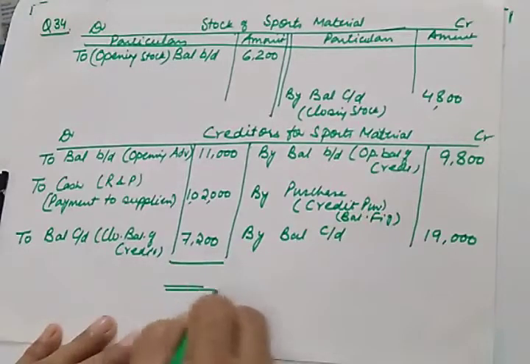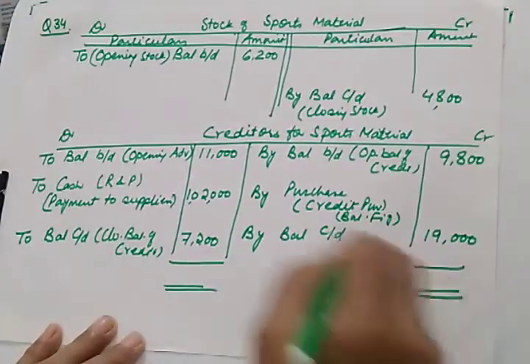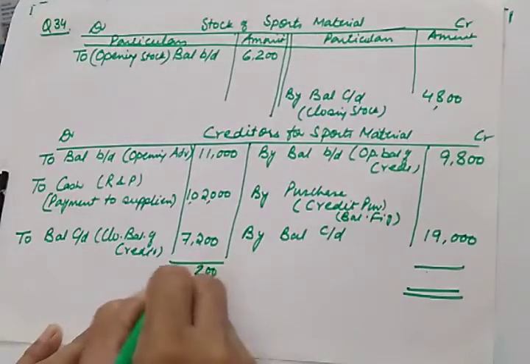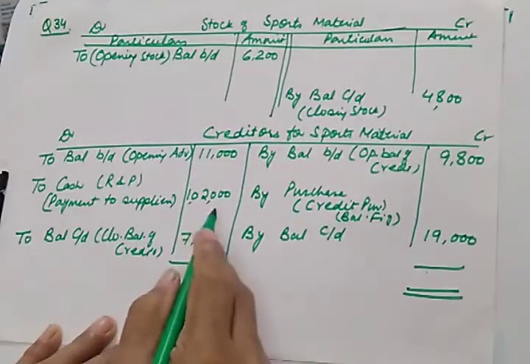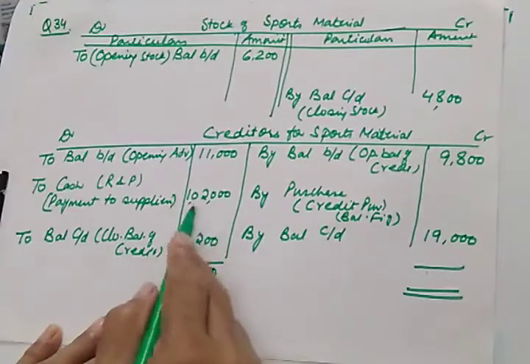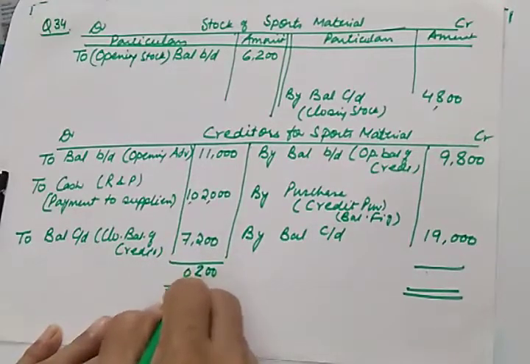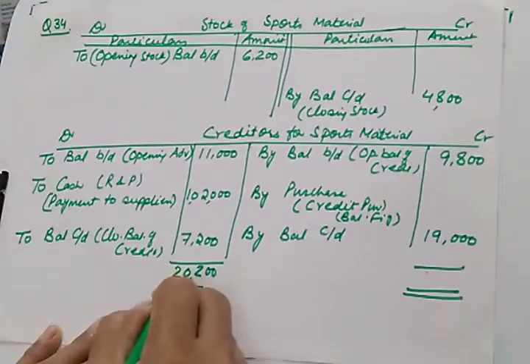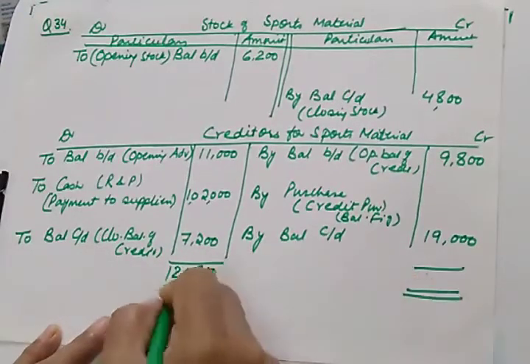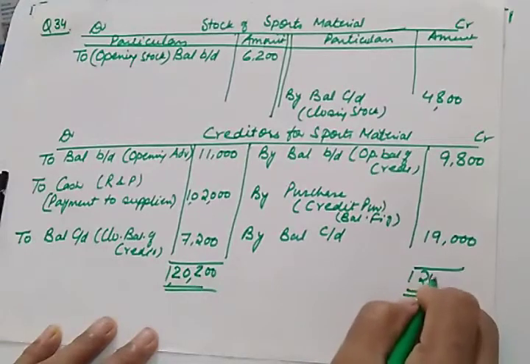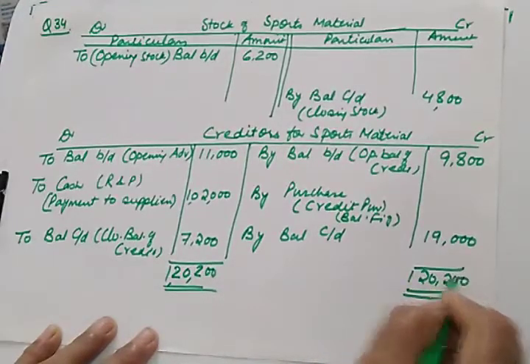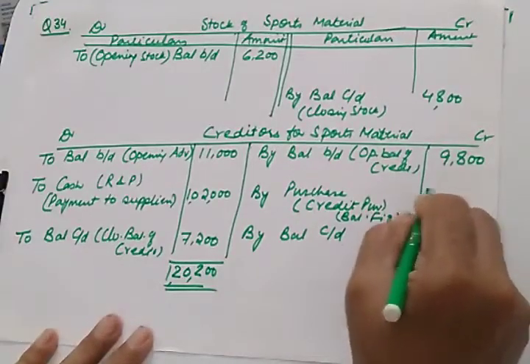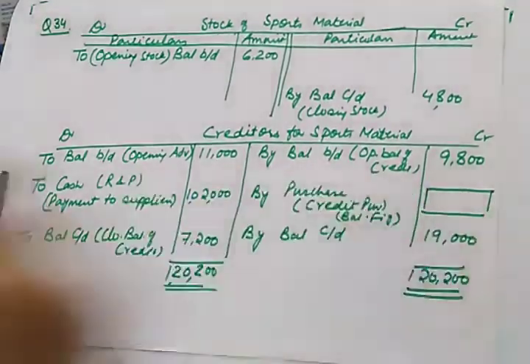So let us calculate that missing figure. So this will be 0, 0, 2, then it will be 1, 3, 0, then 0, 2, 1. So 1,20,200 will be the total of debit side. So you can easily calculate this missing figure of purchases.